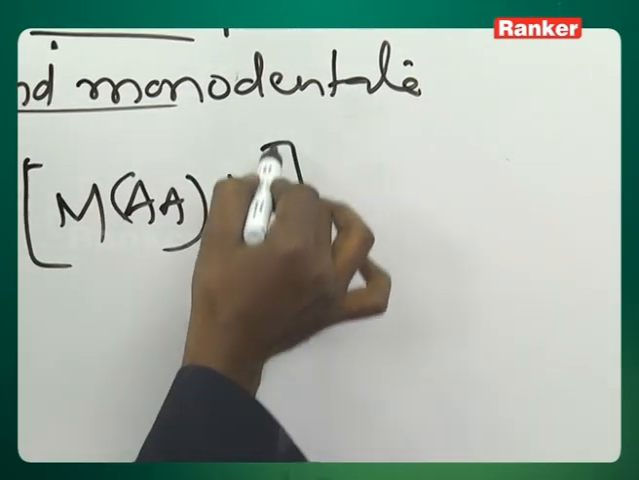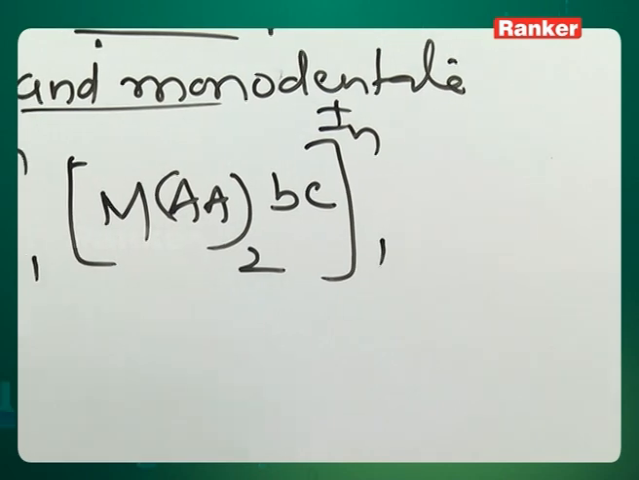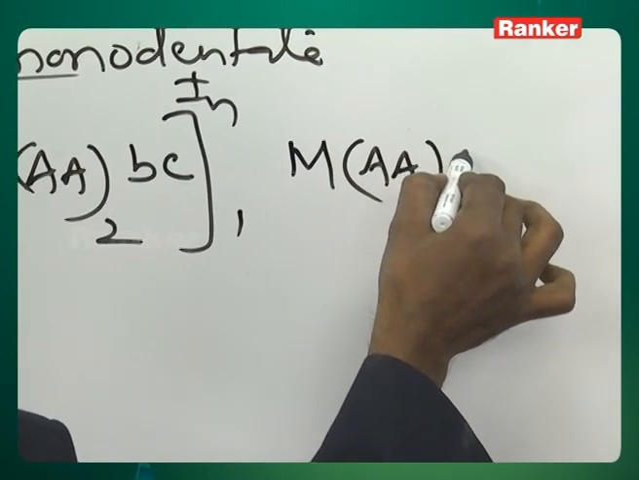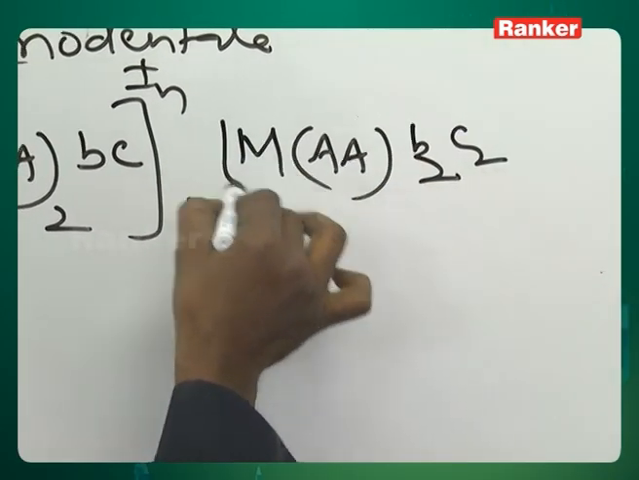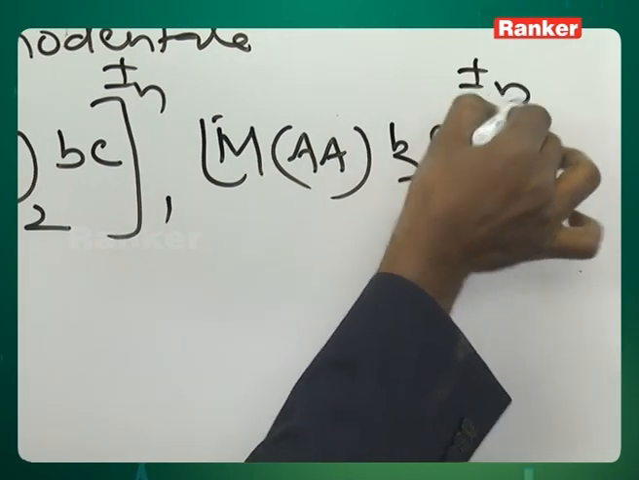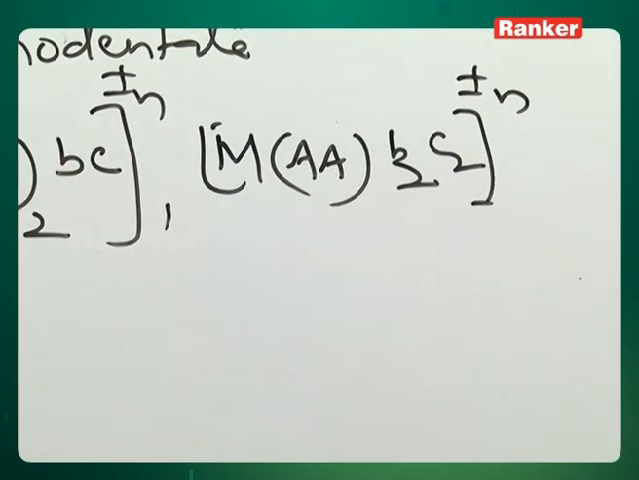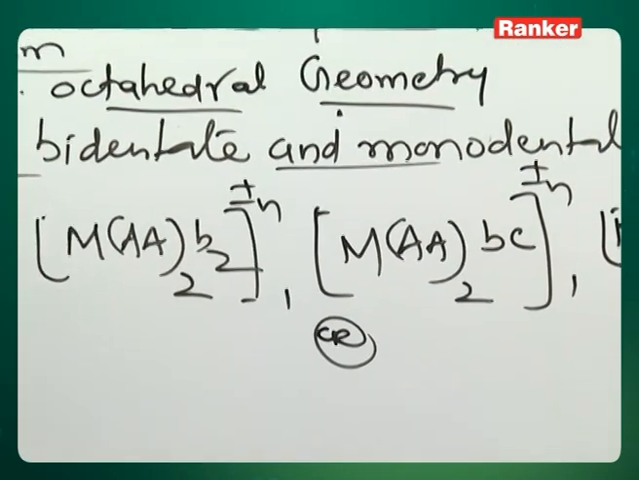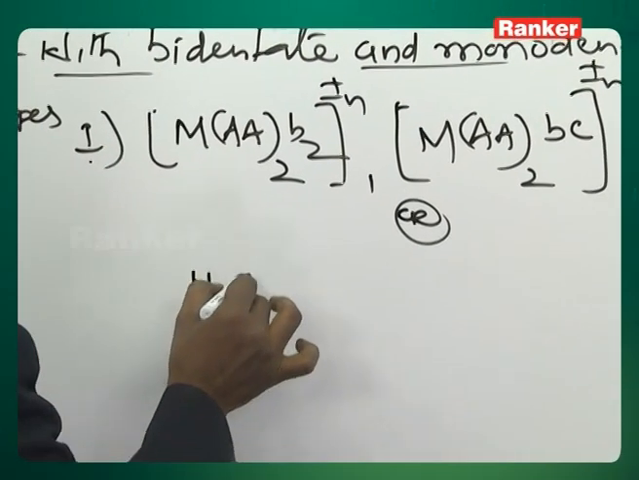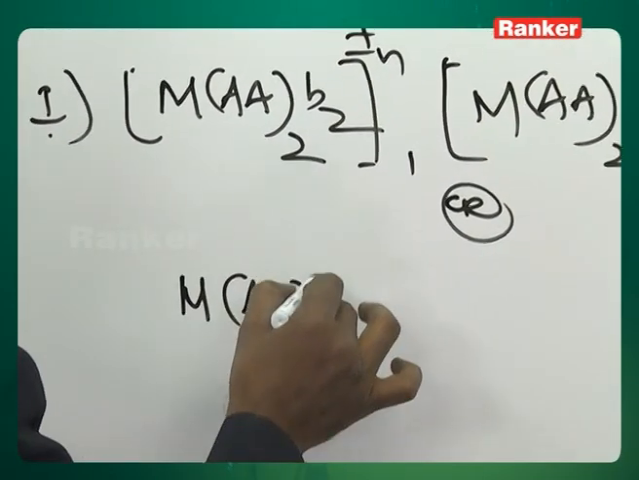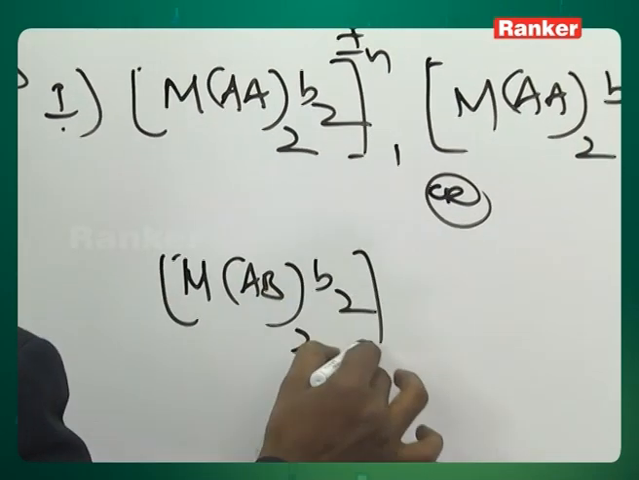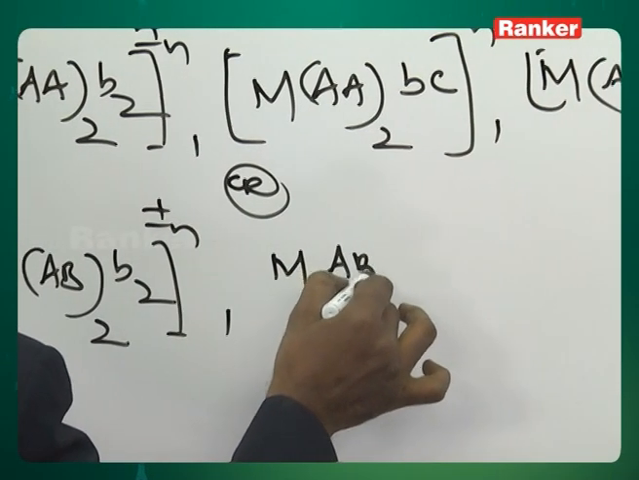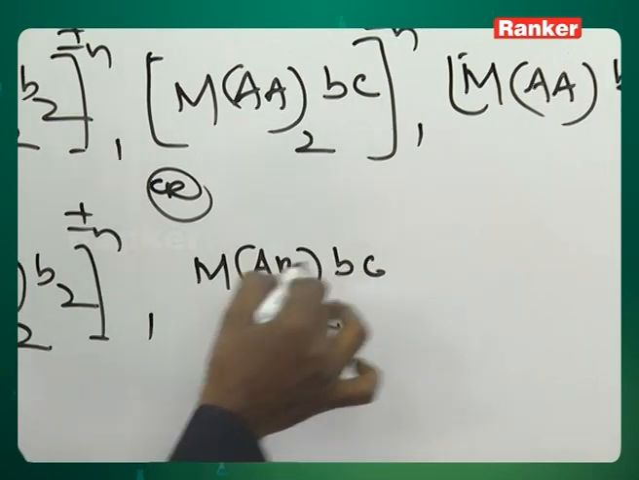BC. M(AA)B2C2 plus or minus here. Next, instead of taking AA symmetric, you can also take unsymmetric bidentate. Yes, M(AB) taken twice, B2 plus or minus N. M(AB) taken twice, BC.